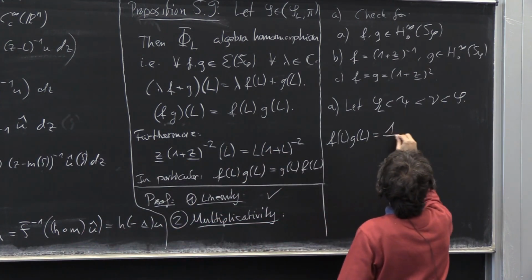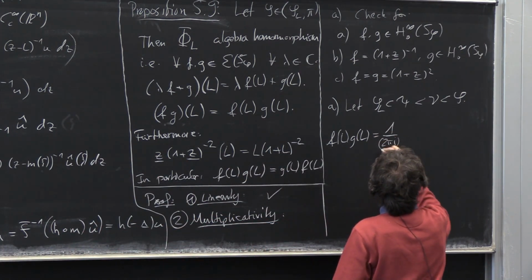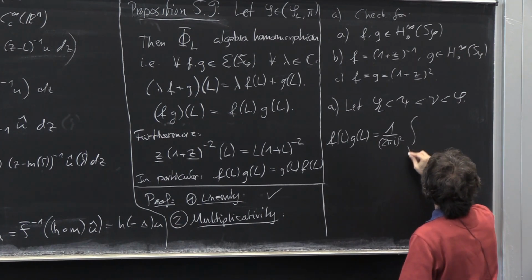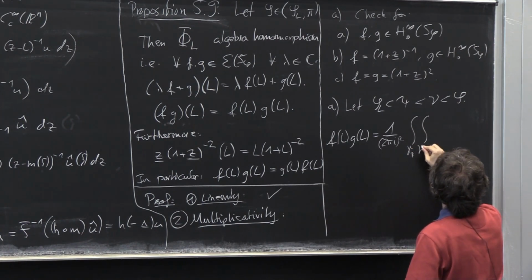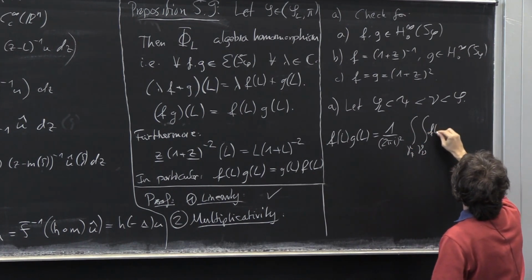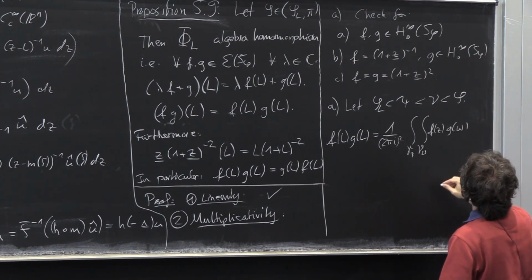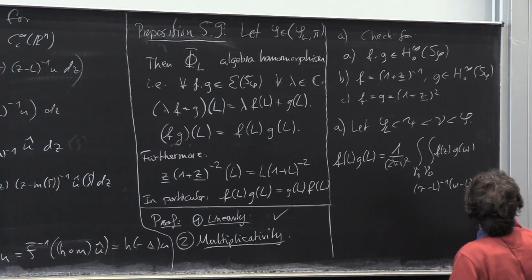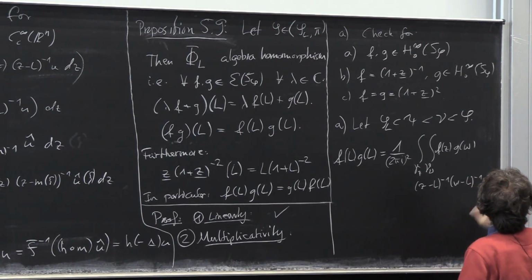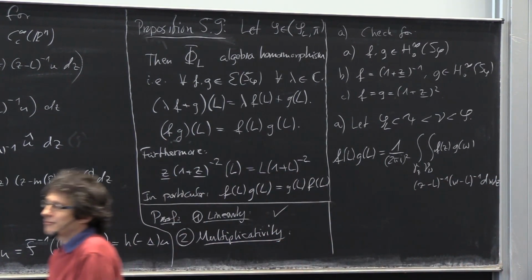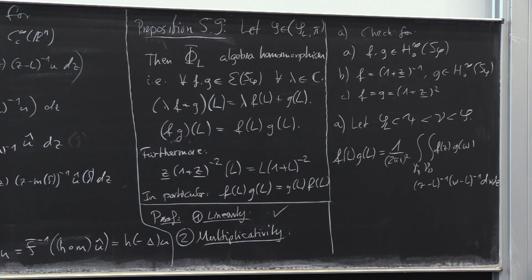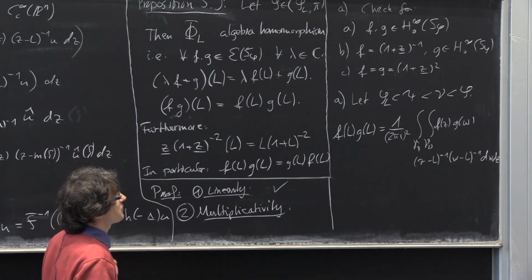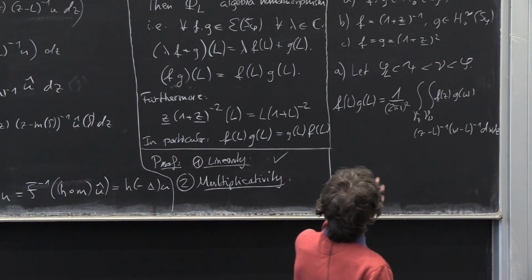So this gives you 1 over 2 pi i squared, because there are two of them, integral gamma psi, integral gamma nu, f of z, g of w, (z minus L) to the minus 1, (w minus L) to the minus 1, dw dz. So in fact it's two of these integrals and I already put them all together. Okay, so this is what f of L g of L is, and now we have to show this is fg of L.